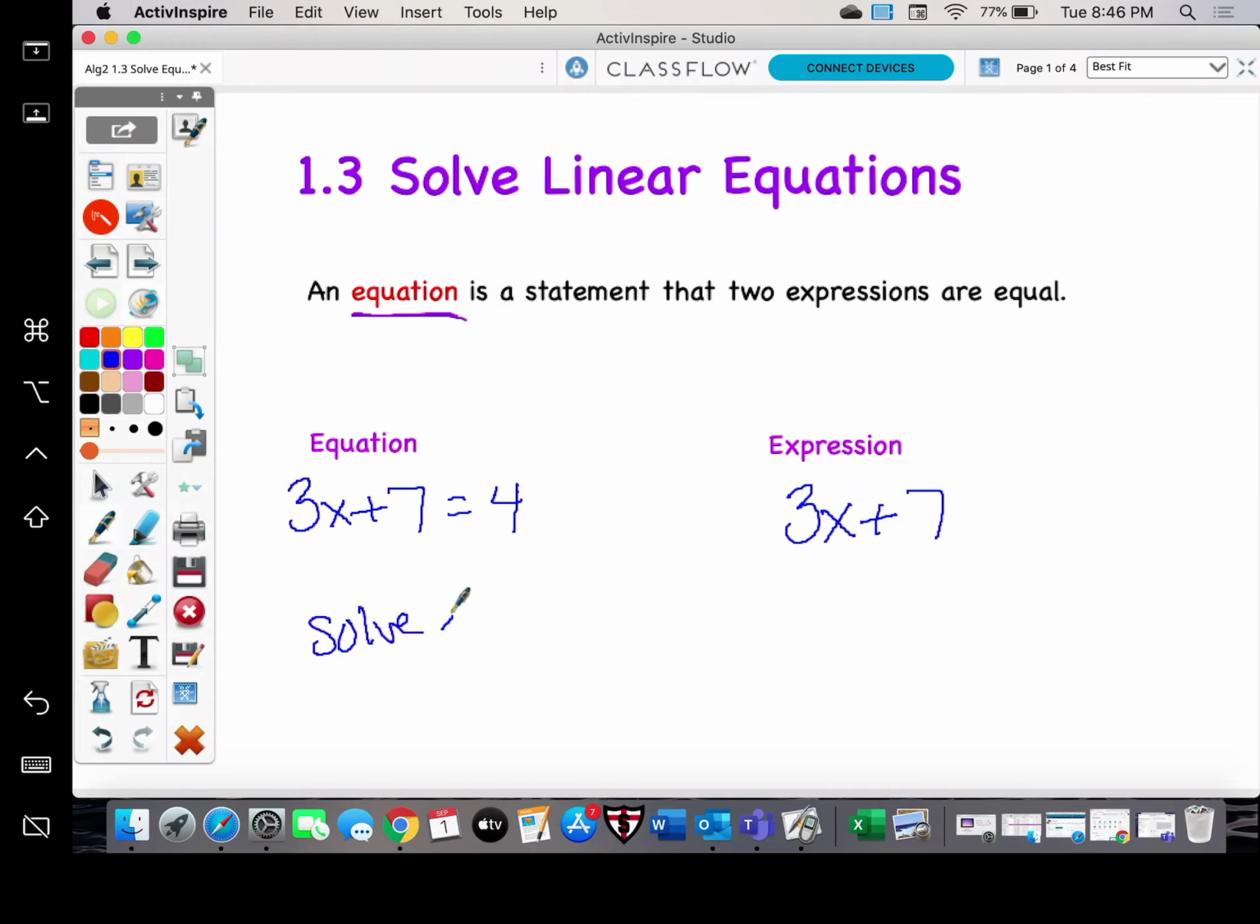Equations can be solved, which is what we're doing today. Expressions you can only simplify. So keep those things in mind when you're reading your directions.